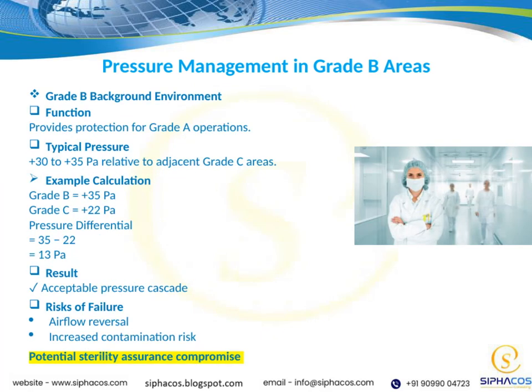Now let's look at pressure management in Grade B areas. These spaces act as a buffer, protecting the more critical Grade A zones. The typical pressure here is about 30 to 35 pascals higher than the adjacent Grade C areas. For example, if Grade B is at 35 pascals and Grade C at 22, the pressure difference is 13 pascals, a good, acceptable cascade. If this balance fails, airflow can reverse, raising contamination risks and potentially compromising sterility assurance. Managing this pressure is crucial for safety and quality.